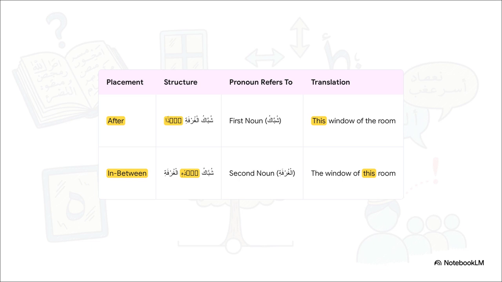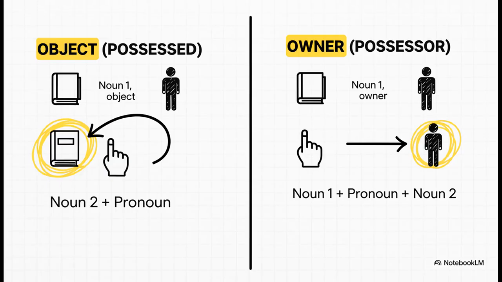Now, look at the bottom row. The pronoun hadihi is in the middle, pointing to al-ghurfati, the room. So now the meaning becomes the window of this room. And notice how the pronoun even changes to the feminine form to match the gender of the room. It's so precise. So it all just boils down to one simple question.